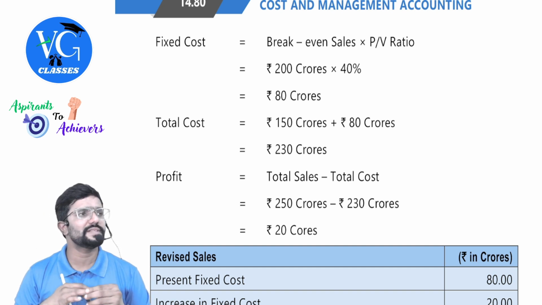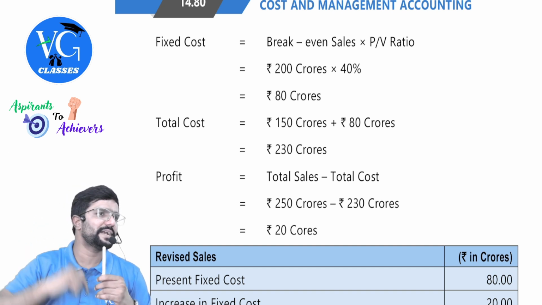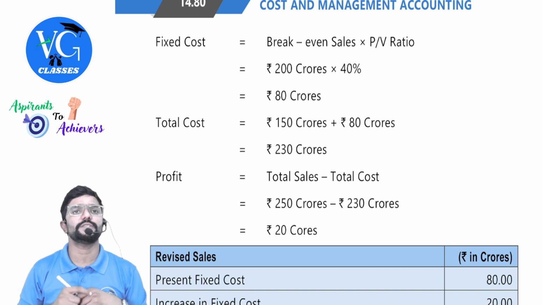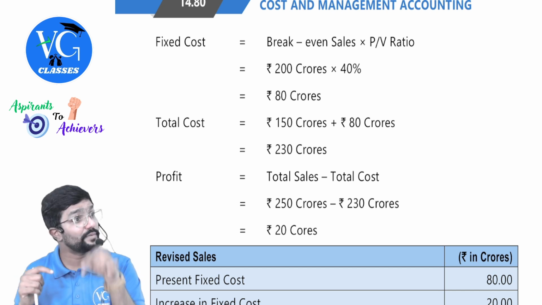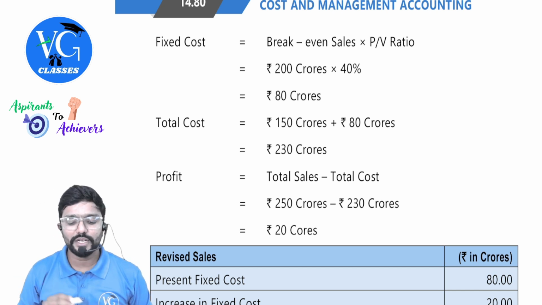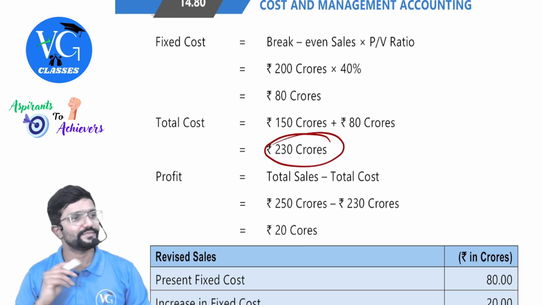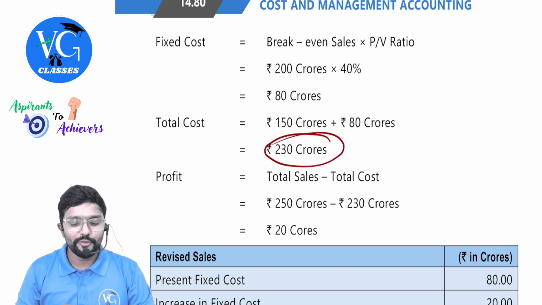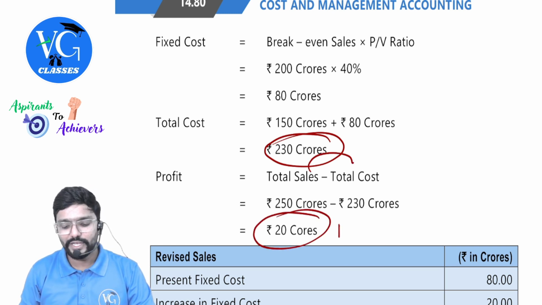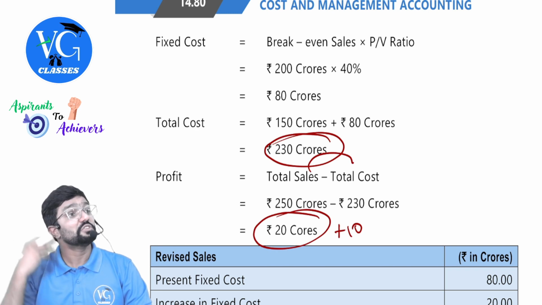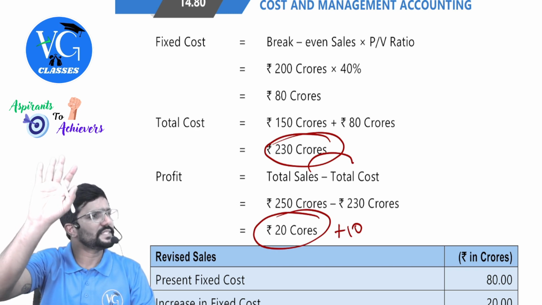They'll just use the break-even sales formula, which is fixed cost divided by PV ratio. They'll just interchange the position. How much is the fixed cost? 80 crore. Present or proposed? Present. Total cost now how much? 230 crore. Present. How much is the profit? Total sales minus total cost, 20 crore. And now they want to add 10 crore for this and make 30 crores. Got it, no? Yes, sir.